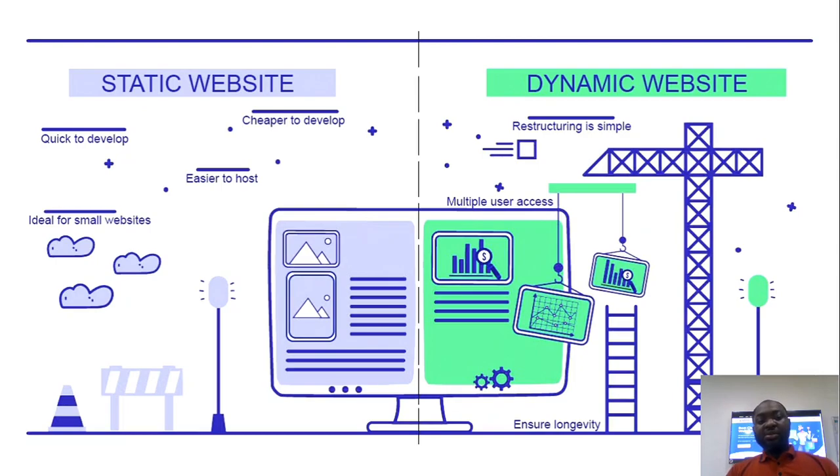Now, when it comes to a static website, it might be cheaper to develop depending on the kind of project you're working on. It means that the website is basically not going to be interacting with the database as much as possible. So it means the website is cheaper to develop. We're going to be doing it quickly because we're using HTML and CSS. Sometimes basic HTML with inline CSS will get the job done.